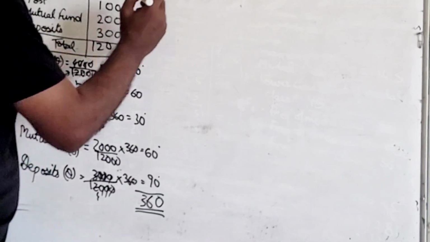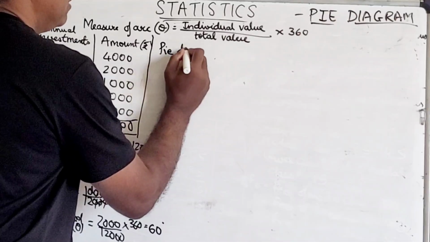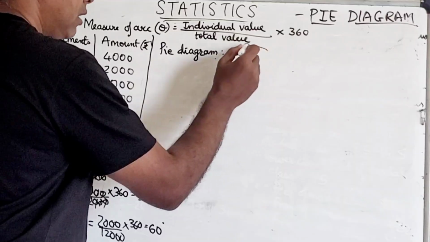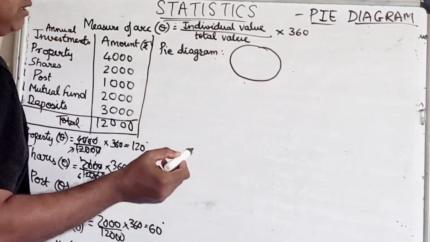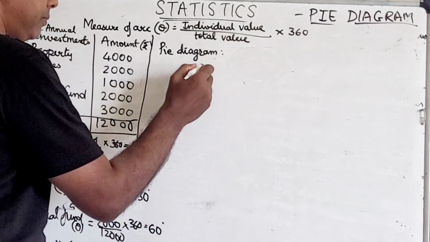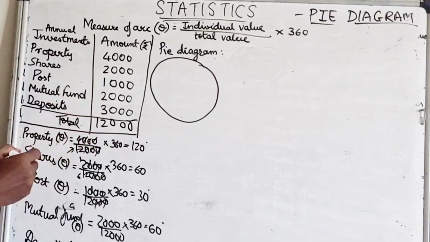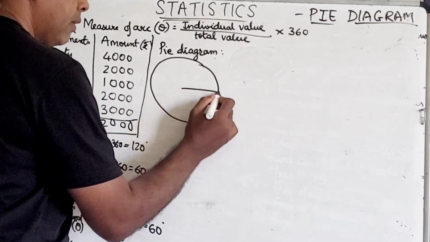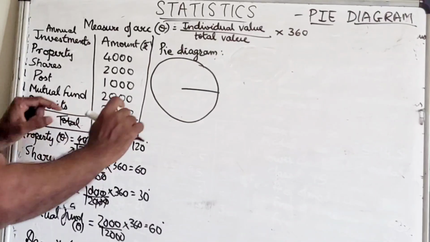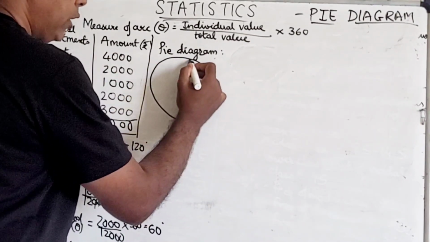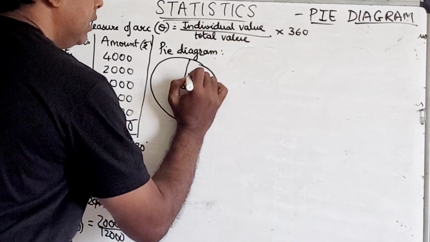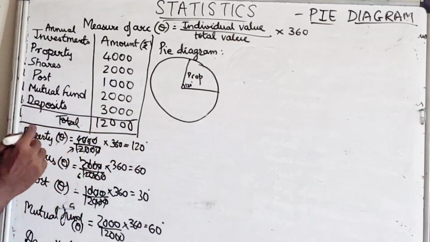Now, how do we draw a pie diagram? You have to draw a circle of, say, radius 3 centimeter or 3.5 centimeter. That can be anything. Draw a circle. From the center, draw a radius, and one by one take the values. Take the protractor and draw 120 degrees. Mark it and write 120 degrees. And what is that? Property. I am writing it in short form.